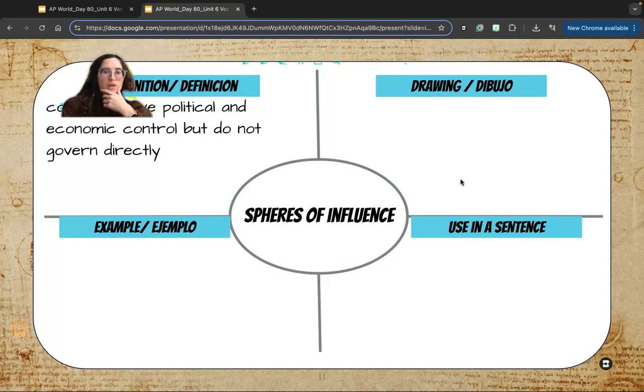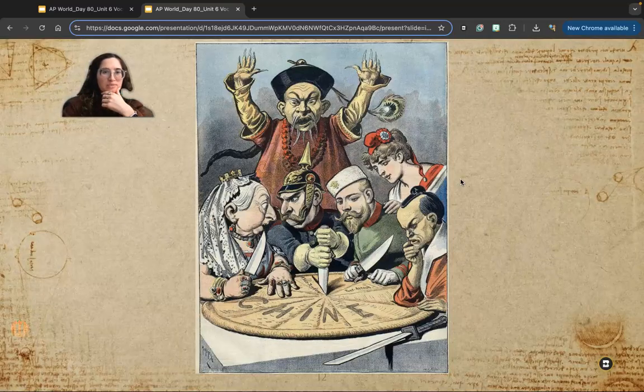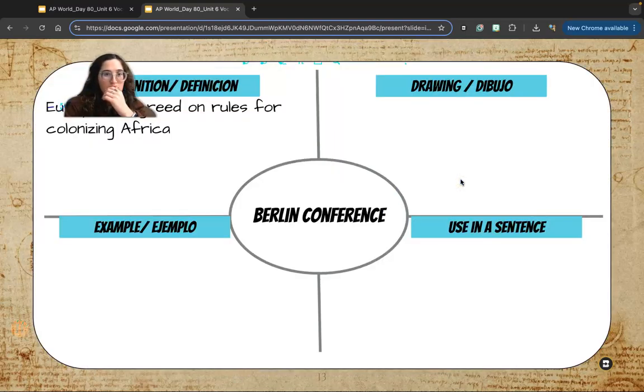So that's one example of spheres of influence. You're going to see an example of spheres of influence in your reading, referring to China and how different countries are trying to carve out spheres of influence within China within a weakened Ming dynasty. So you're going to have Japan there, France. You're going to have as well the Germans and the English there as well.